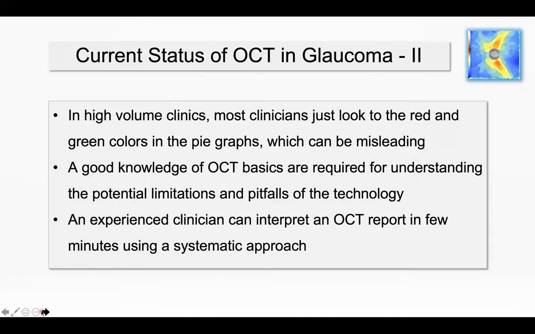In high-volume clinics, most clinicians just look at the red and green colors in the pie graphs, which can be misleading. A good knowledge of OCT basics is required for understanding the potential limitations and pitfalls. Any experienced clinician can interpret an OCT report in a few minutes using a systematic approach.